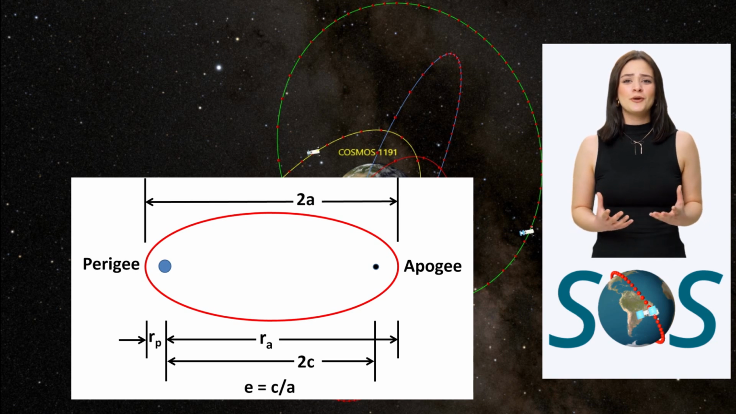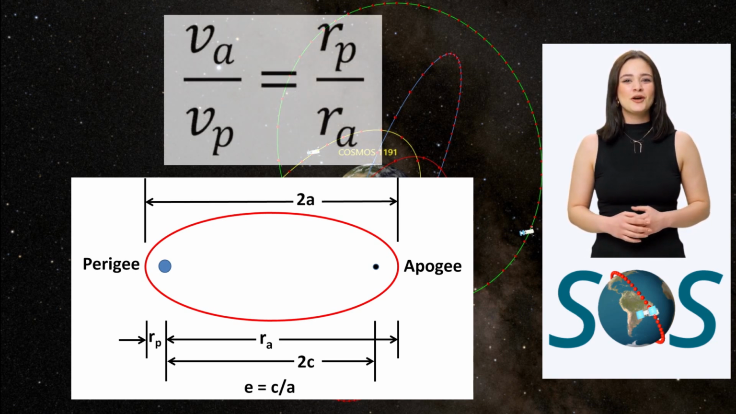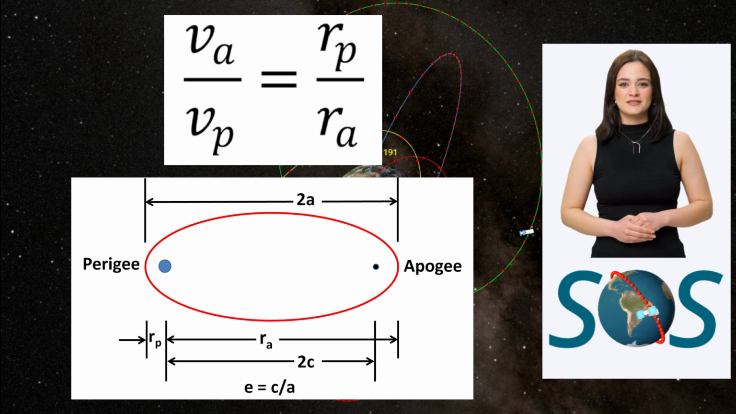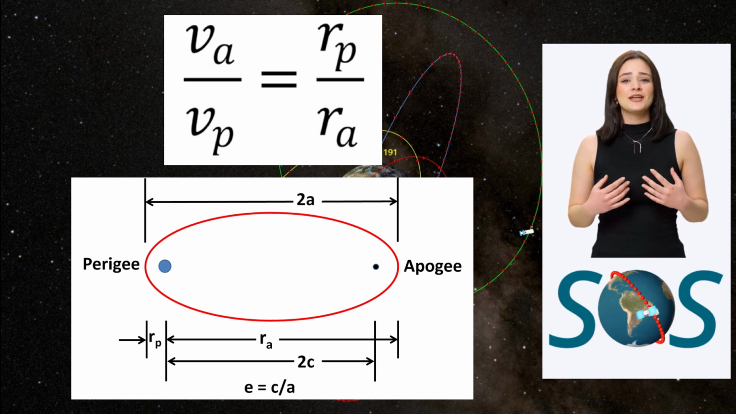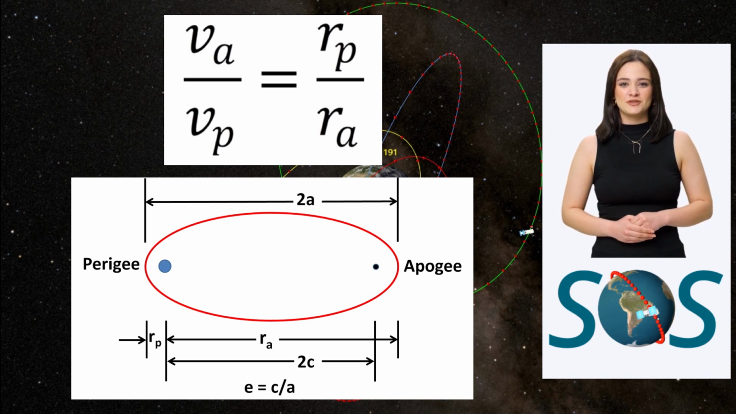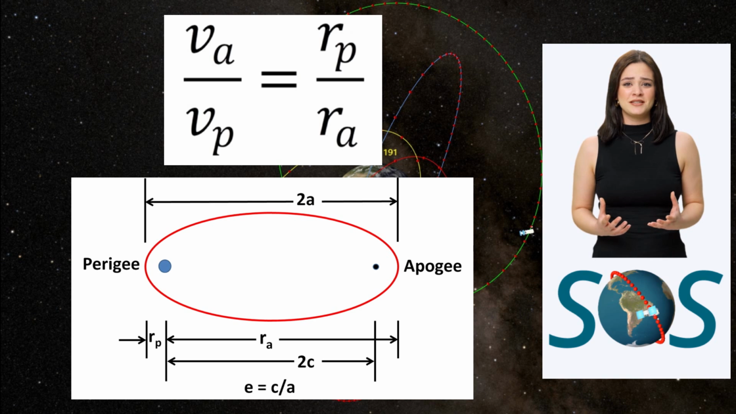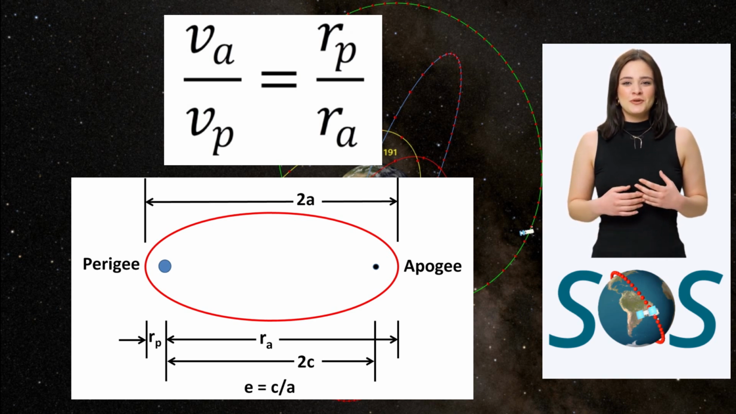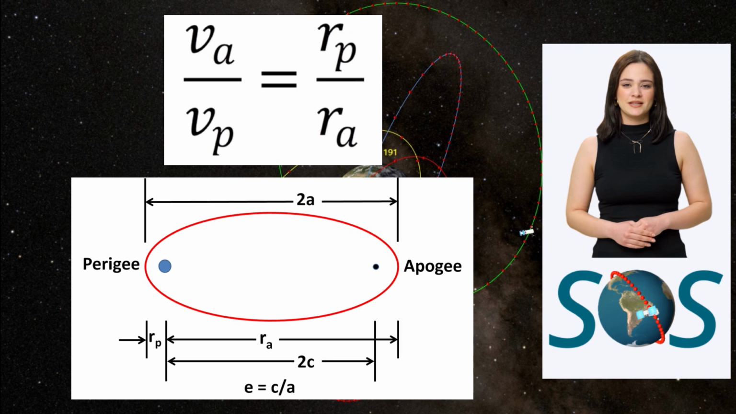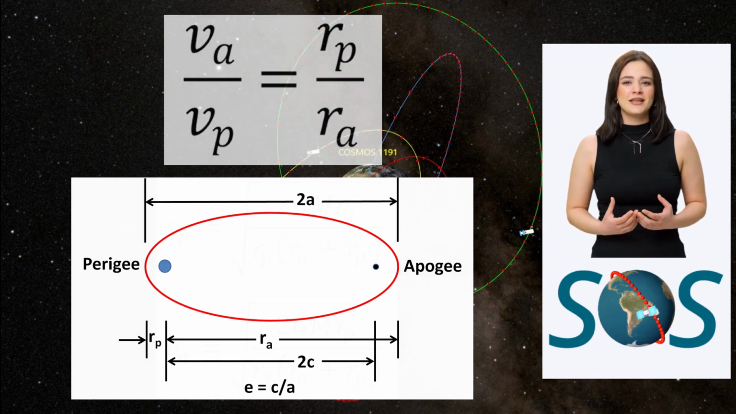The ratio of velocities at apogee and perigee is given by the next equation I show. Here, VA is the spacecraft's velocity at apogee and VP is its velocity at perigee. Also, RA is the distance from Earth center to the spacecraft at apogee, and RP is the same distance at perigee. From this equation, you can see that the spacecraft's velocity at apogee is smaller than it is at perigee since the radius at perigee is smaller than the radius at apogee.